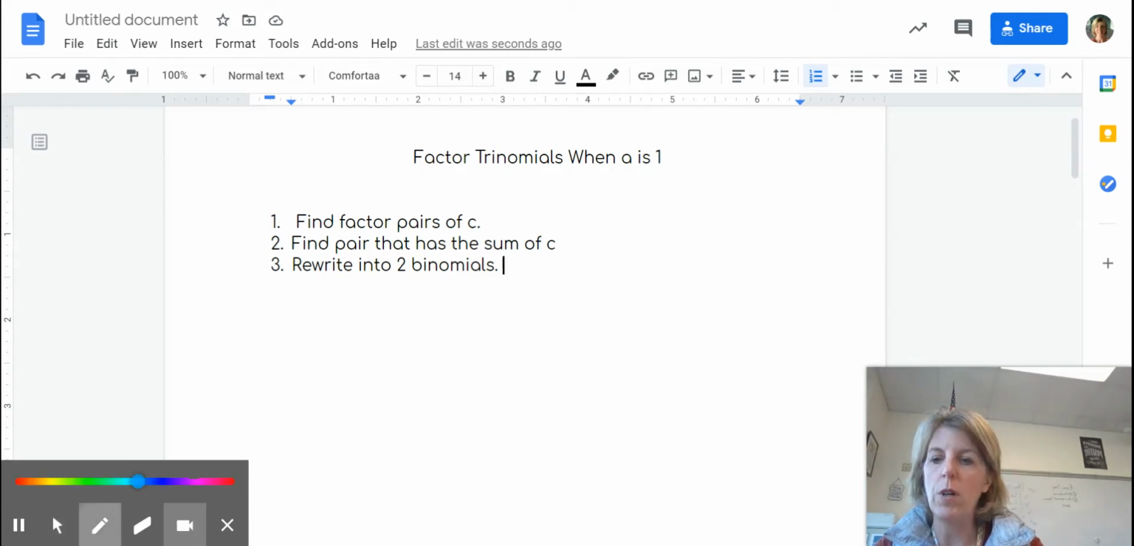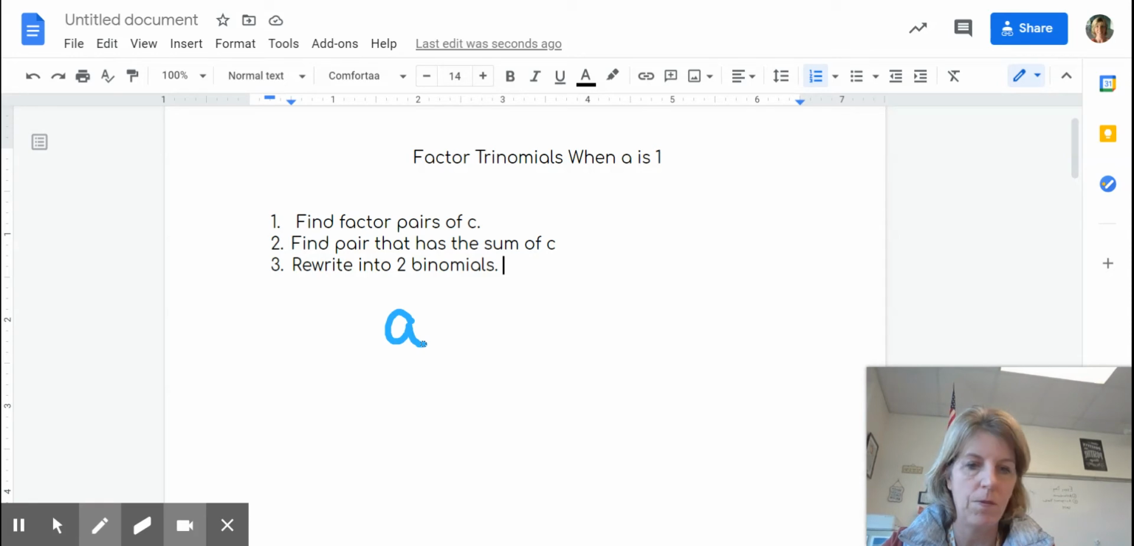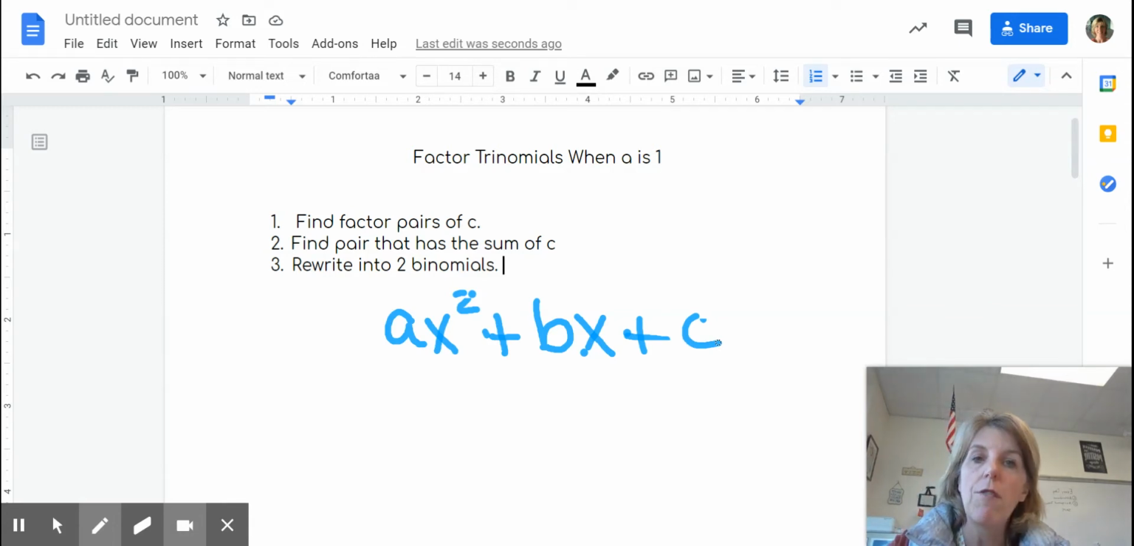Well, a trinomial, we know, has how many terms? Three terms, right? We're going to label those terms. There's going to be an a term, we'll call it ax squared. There's going to be a b term, we'll call that bx. And there's going to be a c term. So we're just going to label the terms a, b, and c for the first term, the second term, and the third term.